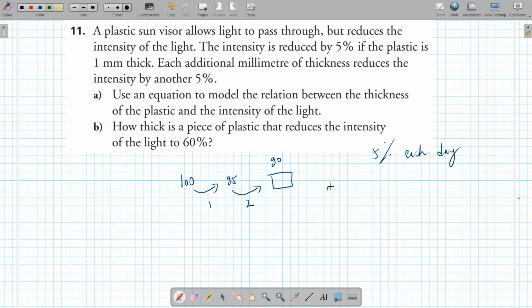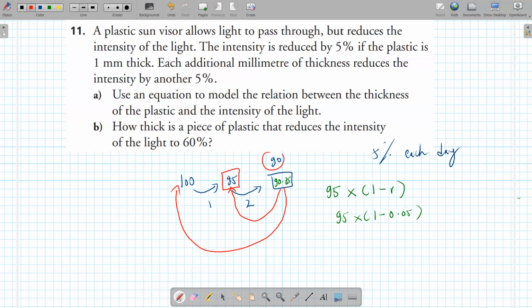And this is the answer. It's gonna be 95, the original, times 1 minus the rate at which it's going down by. So here, this will be 95 times 1 minus 5%. So 1 minus 0.05, which is 90.25. And here's why. It's decreasing 5% relative to what it was the day before, or the millimeter before, not relative to the original. 90 would mean that this day 2 value is dependent on the original. It is not. It's dependent on the previous day's value. So here, this is an exponential.